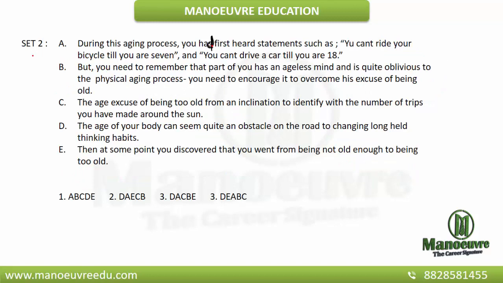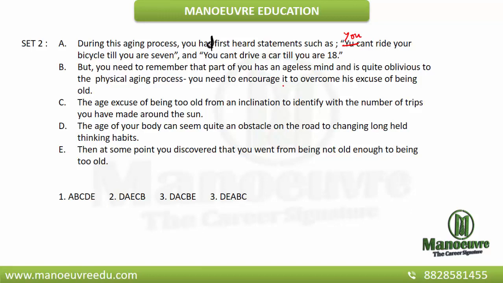Now here is set 2, again with 5 statements A, B, C, D, E, and here are the options below. Statement A: during this aging process, you had first heard statements such as, you can't ride your bicycle till you are 7 and you can't drive a car till you are 18. Statement B says, but you need to remember that part of you has an ageless mind and is quite oblivious to the physical aging process. You need to encourage it to overcome his excuse of being old.